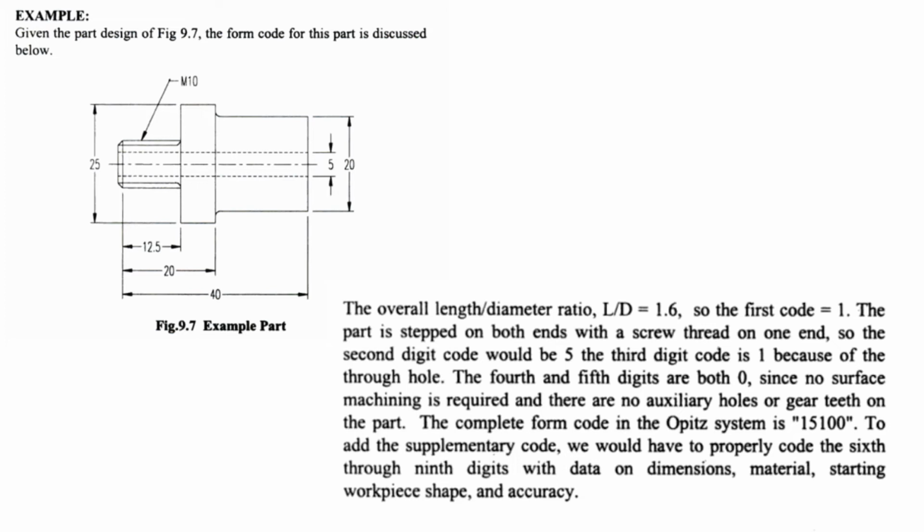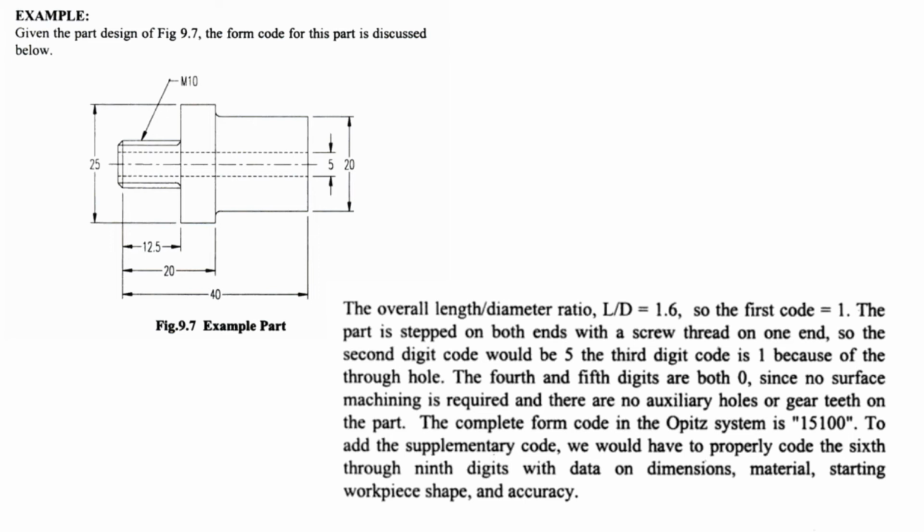When you go back to the previous slide and check, in digit 1, part class, the L by D ratio is between 0.5 to 3. So our L by D ratio is 1.6, so the digit is 1. The first code of OPITZ is going to be 1.